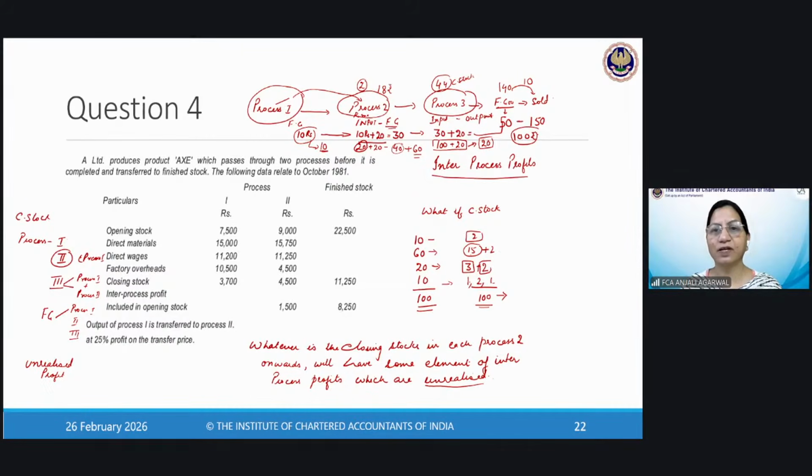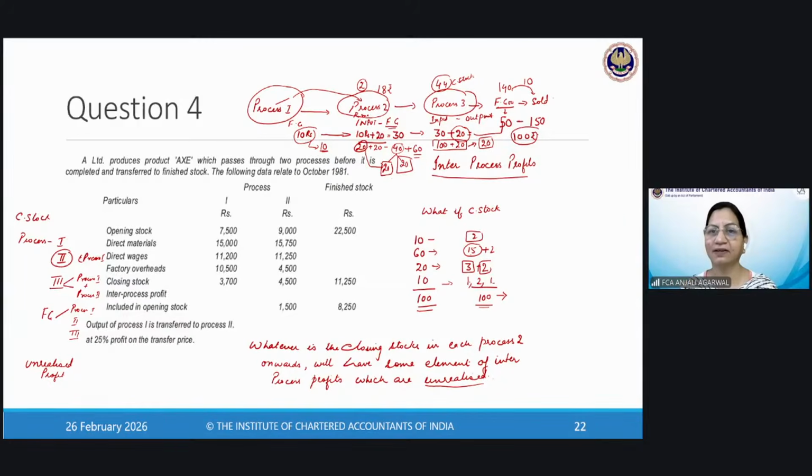So out of this 40, we have to see how much is the content of process 2. In this 20, in which process 2 has incurred expenses, there is absolutely no inter-process profit. But the part which has come from process 1, in this 20 there is inter-process profit. Similarly, in process 3, it is incurring some expenditure from its own pocket. So in this part, there will be no inter-process profit, but only the inter-process profit will be on that part which is coming from process 2 and is contained in the closing WIP.